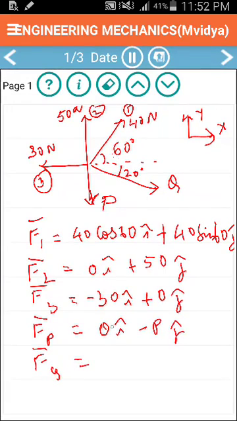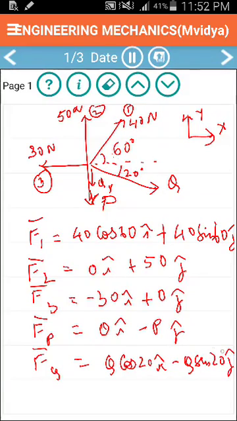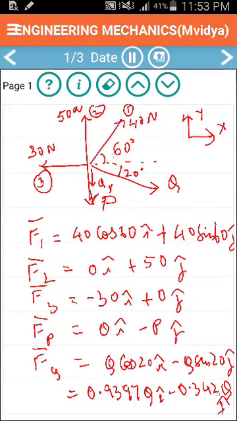And my force Q is at an angle of 20 degrees. The x component of Q is positive, so it is Q cos 20 i cap, but the y component is negative, it is downwards like this. This is my y component of Q. So it is minus Q sin 20 j cap. So this works out to 0.9397 Q i cap minus 0.342 Q j cap.